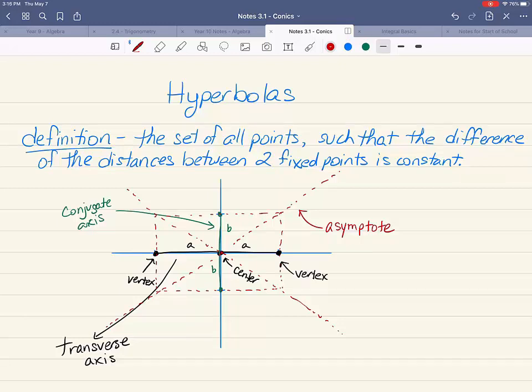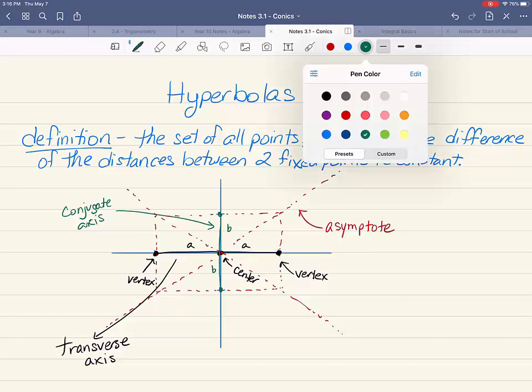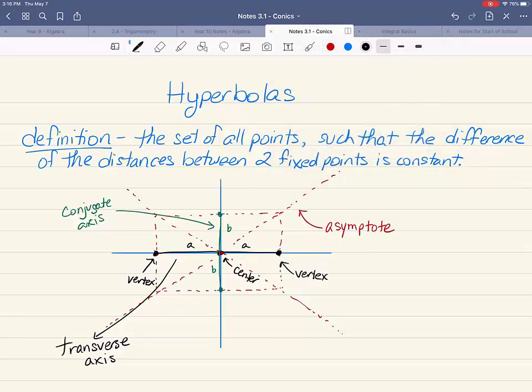The curve itself goes through the vertices, does not ever go inside the box, and it hugs the asymptotes as it goes out. So it curves around like this and like this on the right, and then does the same thing on the left. So the black graph is the hyperbola.